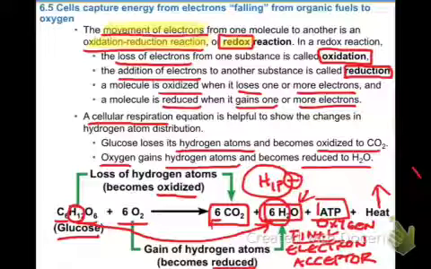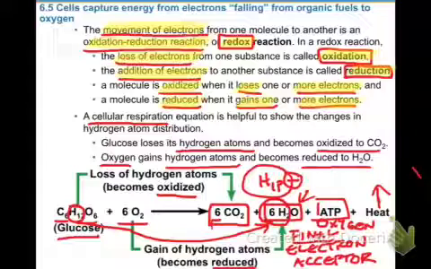What we call a loss of electrons, and this is a great term for you, is just an oxidation. So an oxidation is a loss of electrons. What we call the gain of electrons, or the addition of electrons, is a reduction. So when a molecule is oxidized, it loses one or more electrons. And when a molecule is reduced, it gains one or more electrons.